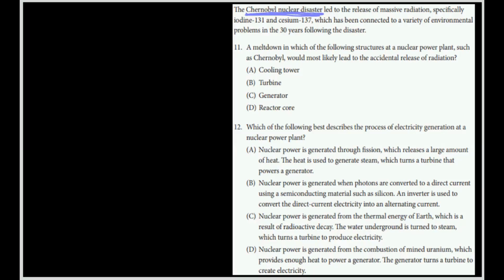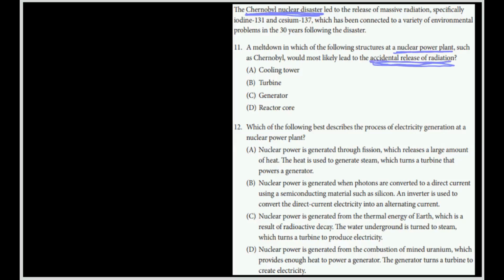And you should know about the problems with Chernobyl, the environmental problems. So let's look at these two questions that are basically about this little piece of text, which is literally one sentence. Okay, so this question says, a meltdown in which of the following structures in a nuclear power plant, such as Chernobyl, would most likely lead to the accidental release of radiation?